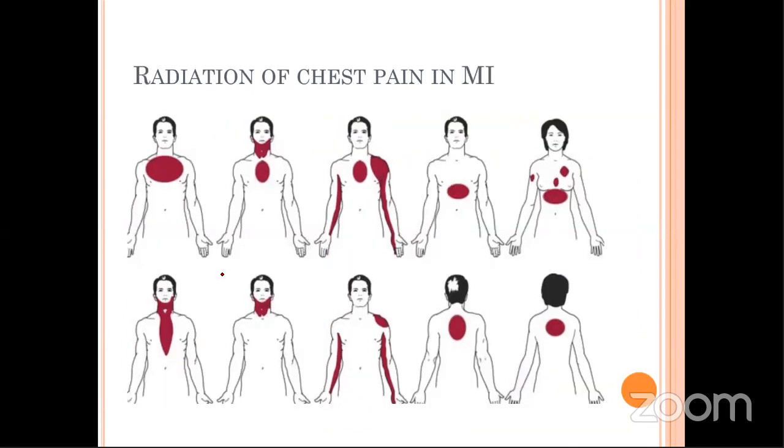So these are the radiations of chest pain in MI. First of all, the pain will be central and diffuse. Then it may radiate to your neck, jaw. Then it may radiate to both the arms, shoulder. It may also radiate to the epigastrium. It may also radiate to your sternal area, shoulder, back. So these are the areas where your chest pain in MI can radiate.